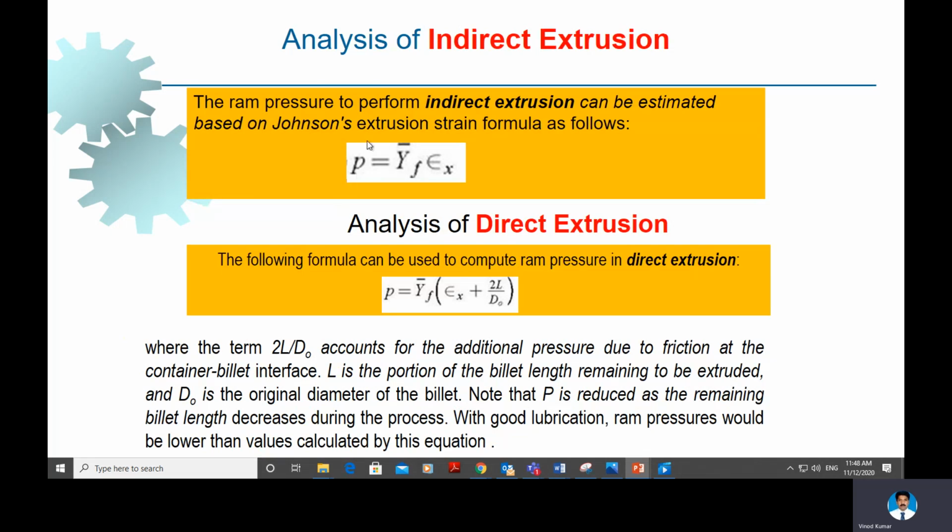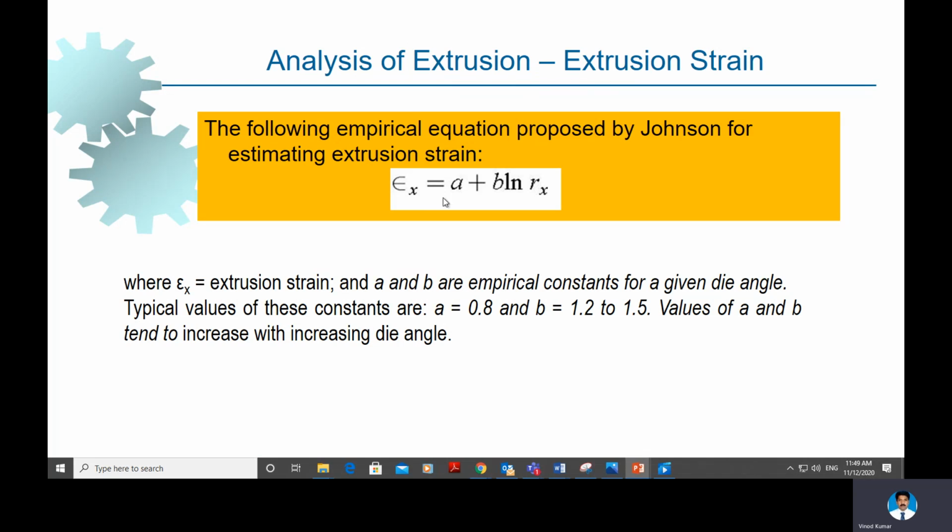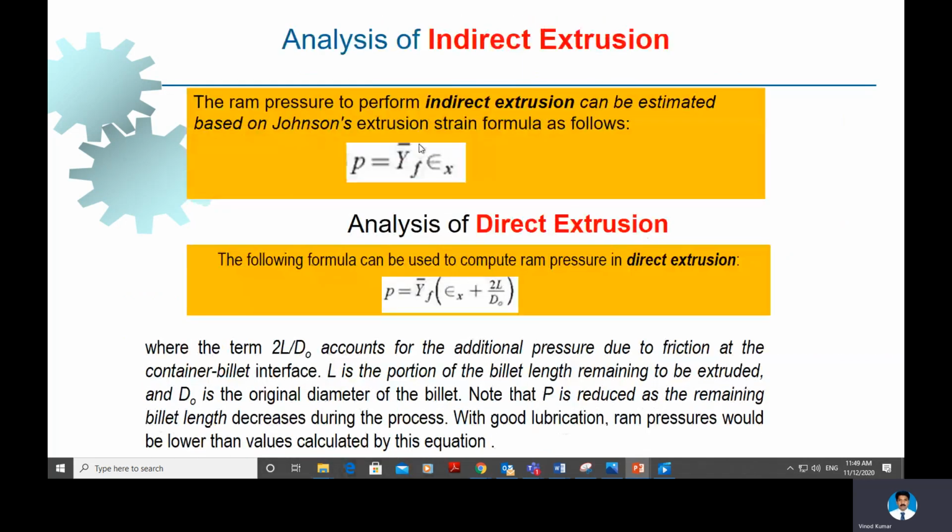Now we have the pressure applied for indirect extrusion and direct extrusion. The pressure required by the ram to compress in the case of indirect extrusion, using Johnson's extrusion strain formula, is the average flow stress YF multiplied by epsilon X. Epsilon X, remember, is the extrusion strain. So the extrusion strain in a real case, produced with the average flow stress, will give you the real pressure required for forcing the material through the die opening. This is indirect extrusion.